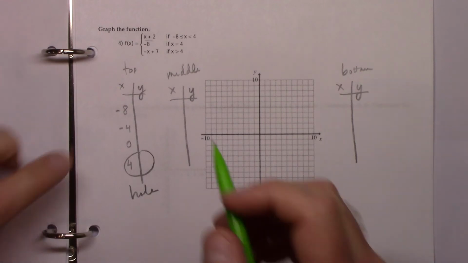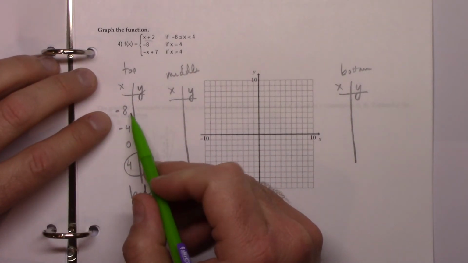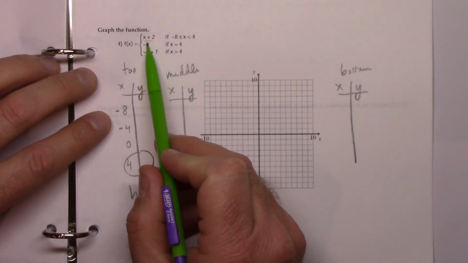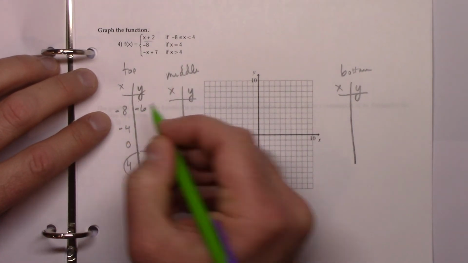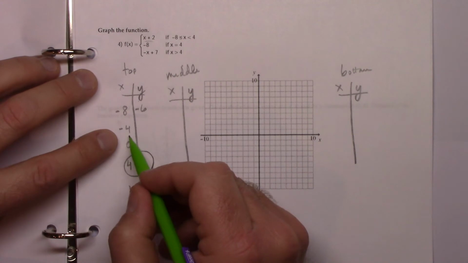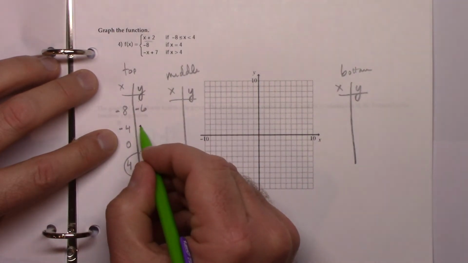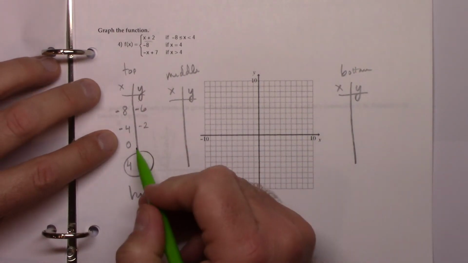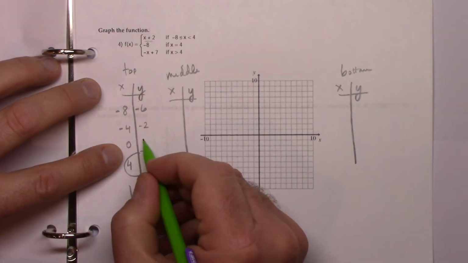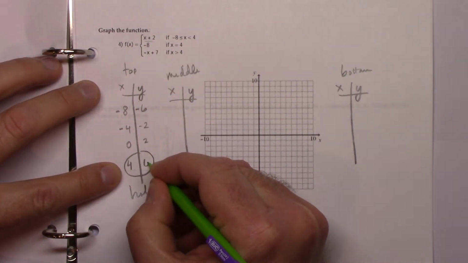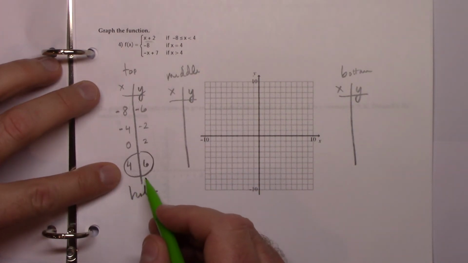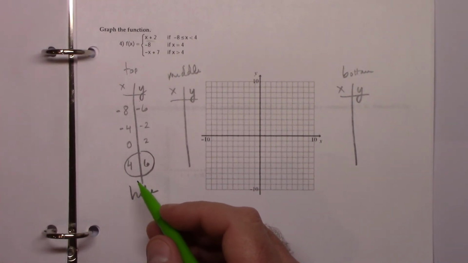So let's go ahead and take the x values, plug them into the top piece of the function. Negative 8 plus 2 gives me negative 6 for the output. Negative 4 plus 2 is negative 2. 0 plus 2 is 2. And finally 4 plus 2 is 6. Now keep in mind, we're going to have a hole at that location, not an actual point.